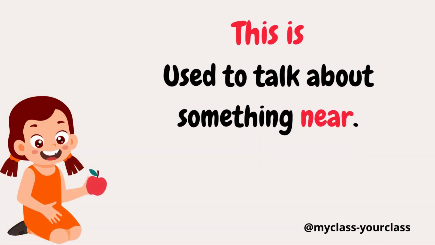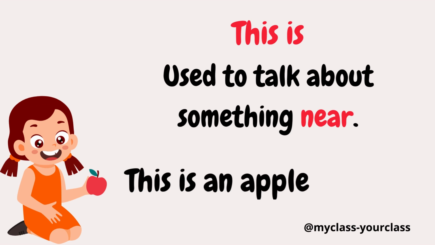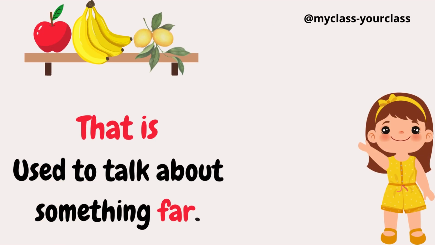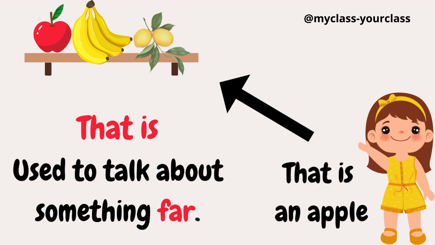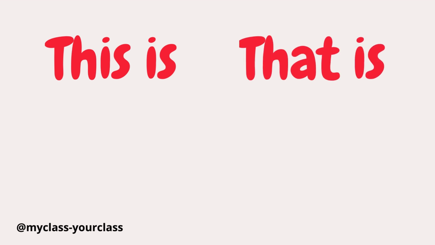We use this is to talk about something near. For example, this is an apple. We use that is to talk about something far. For example, that is an apple. This is and that is are used only with singular nouns.